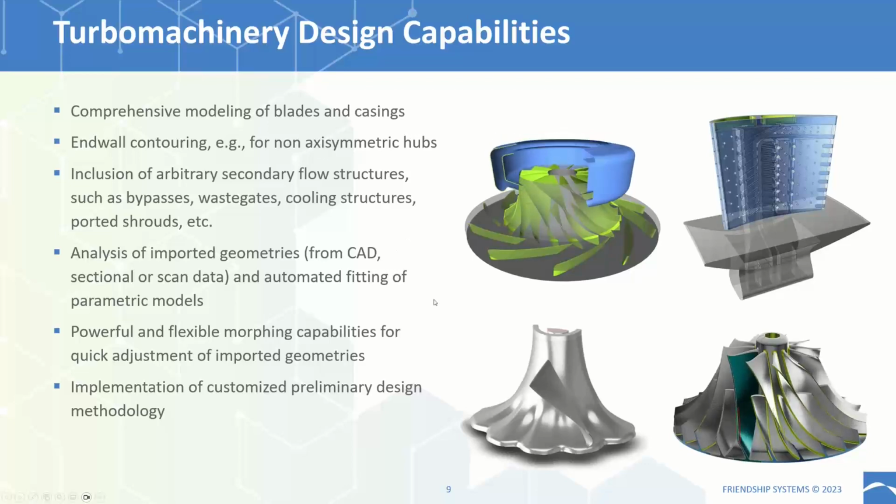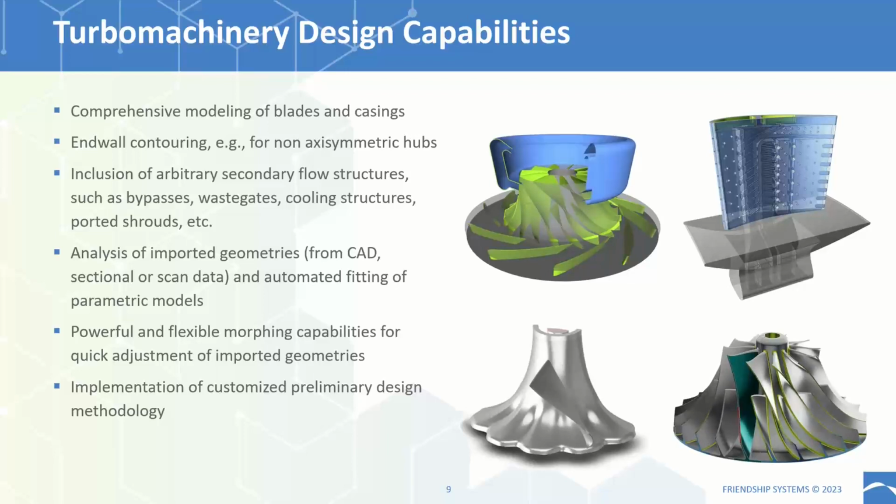You can also analyze imported geometries. So if you have an existing model or you have a database of blade designs and so on, then you can import these geometries and extract parametric values from them. And also if you have a new parametric model of a similar geometry, you can perform some fitting to match these imported geometries. In addition, as an alternative approach, we have also some morphing capabilities in CAESES that you can use to do some quick adjustments of imported geometries.